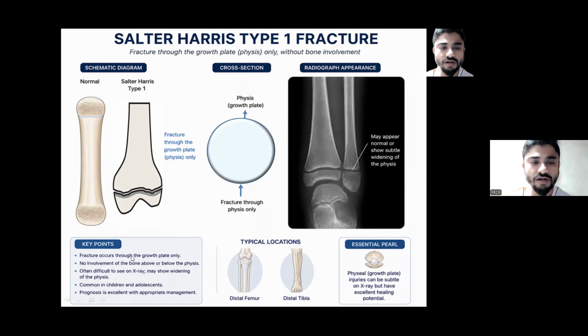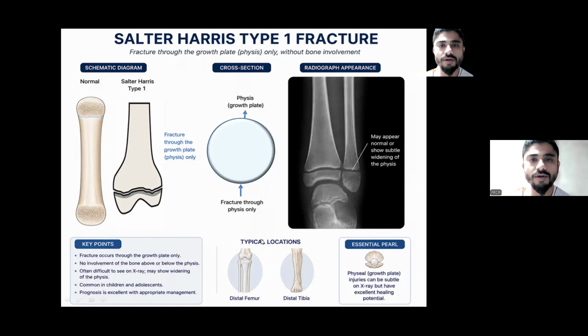So fracture runs only across the growth plate. Okay, there is no involvement of metaphysis and epiphysis. Difficult to identify on X-ray, but if patient has significant pain with associated adjacent soft tissue swelling, then you can raise a possibility of Salter-Harris type 1 fracture. Commonly seen in pediatric age group skeleton. Prognosis is excellent. Okay, what are the typical locations? Usually seen at the distal end of femur, distal end of tibia, also distal end of radius and ulna.